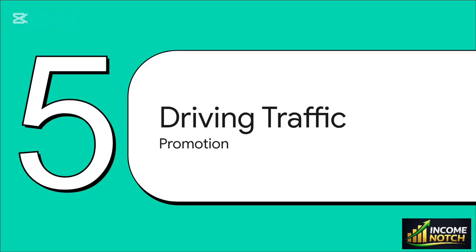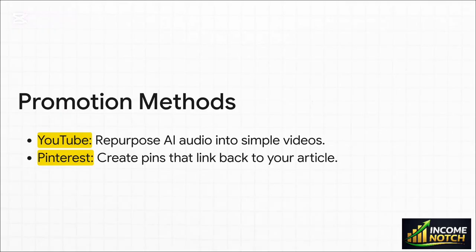Look, creating and monetizing content is awesome, but it's only half the battle. The final, crucial piece of the puzzle is getting people, actual humans, to see your stuff. This source material suggests two main channels for promotion. First is YouTube. You take that AI audio, maybe slap it on a simple background image and make it a video. Then you put your links in the description. The second is Pinterest. You create some nice-looking graphics or pins that are designed to get people to click through to the full article on your website.